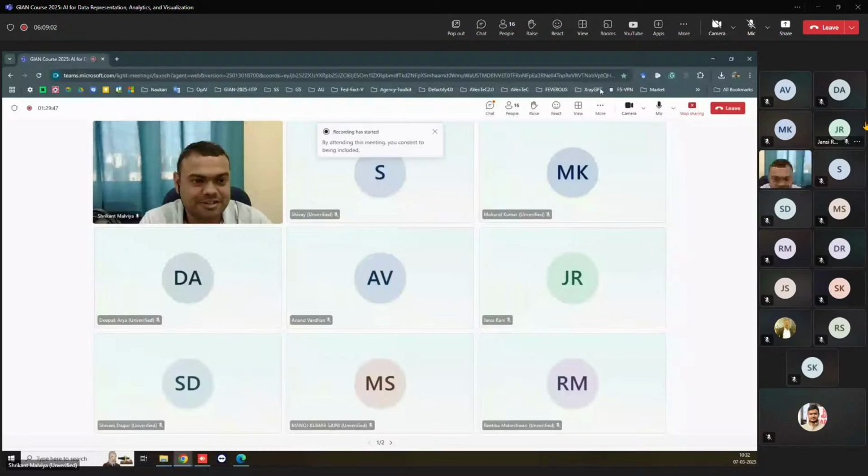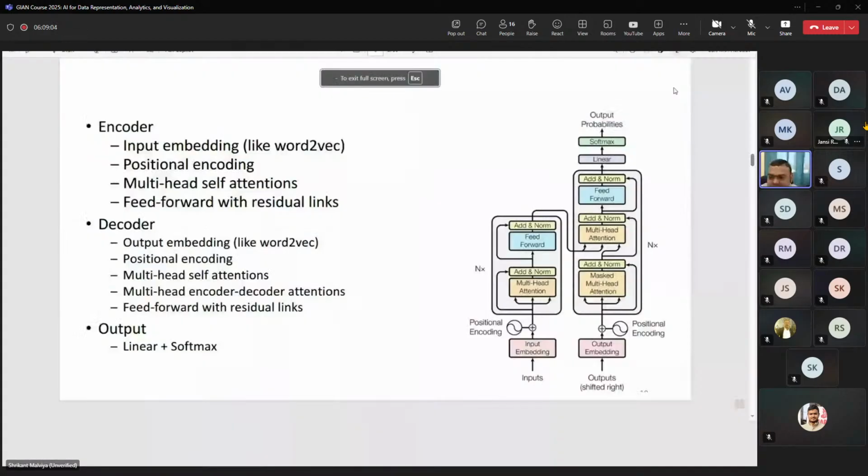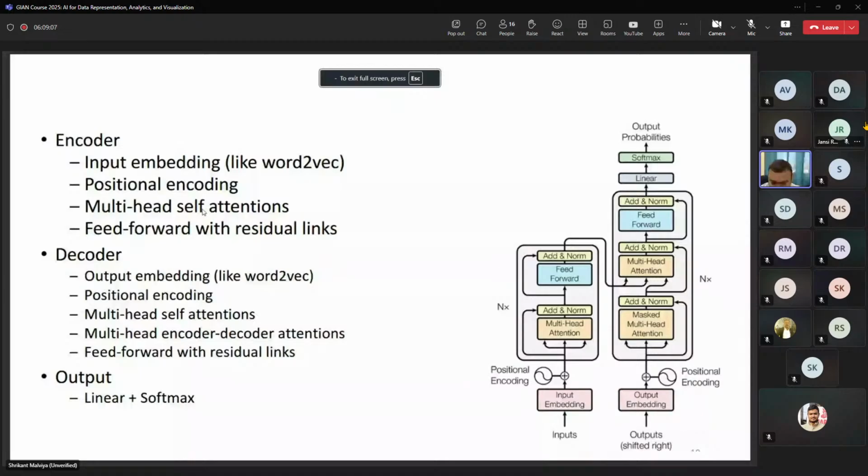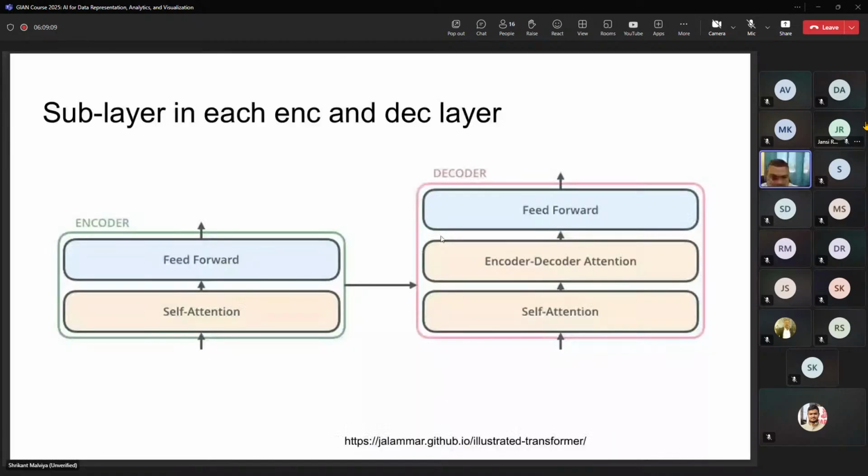So we were just discussing the inner part of the transformer model, and let me quickly revise what was happening in the encoder part. The encoder part had a self-attention layer and a feed forward layer. And the decoder had self-attention, then encoder-decoder attention, and feed forward. So in each encoder and decoder, this is what is happening, and that's how the information is processed and generated.